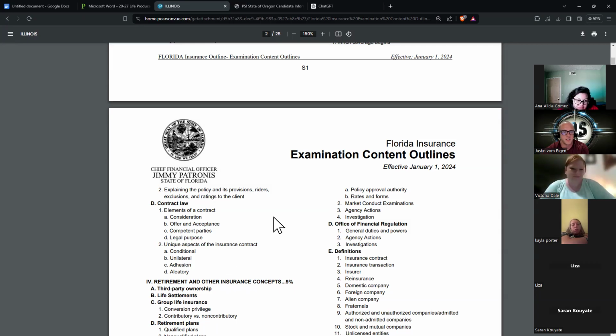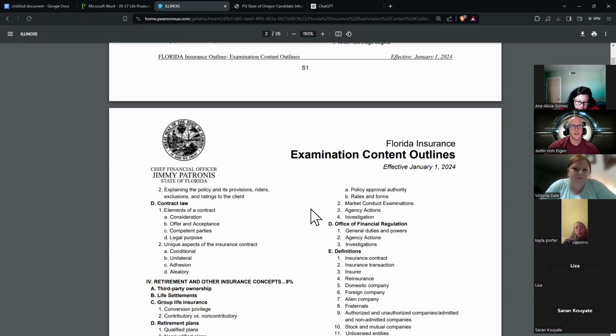Unique aspects of the insurance contract. Conditional. The insurance contract is conditional, meaning that it's based on a condition. The insurance company will pay out upon the condition that the insured dies or whatever else happens to them based on the policy. Maybe they get terminally ill or they're disabled or something like that. A condition has to be satisfied in order for the benefit to pay out. Does that make sense?